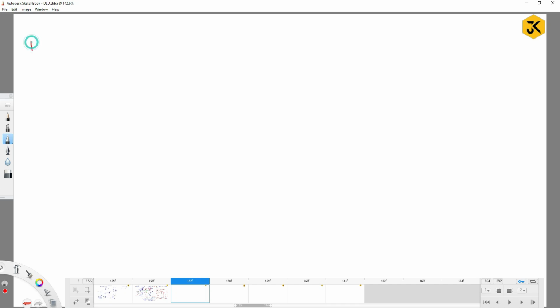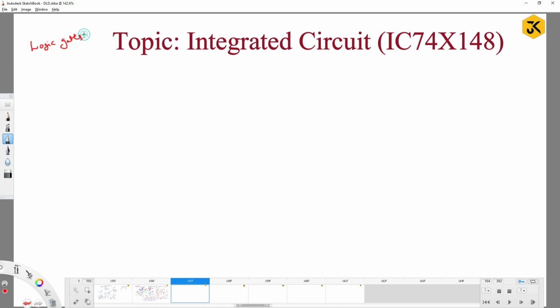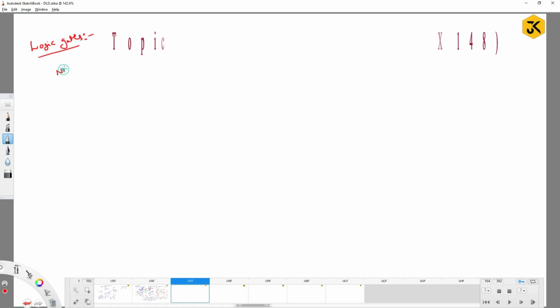Guys, we have discussed various kinds of gates, right? Among those, it can be a NAND gate or a NOR gate. These two are universal gates, right? In addition to these universal gates, are there any other gates? One is AND gate, OR gate, XOR gate, XNOR gate, and so on.